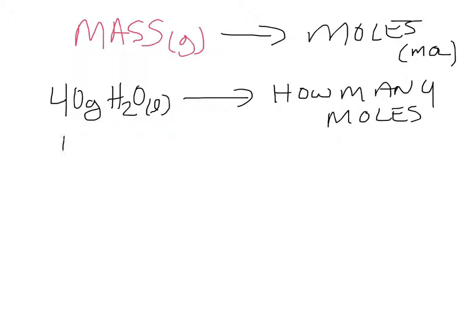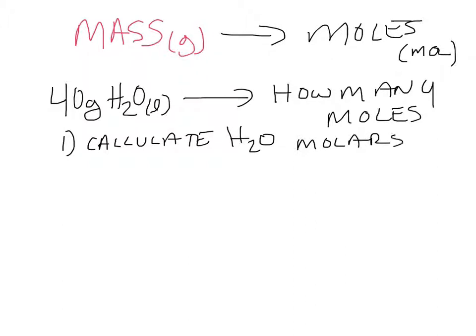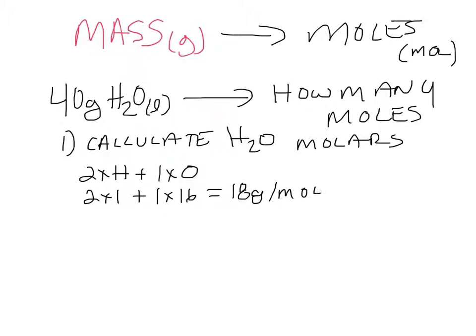We already know how to calculate this. So the first step would be to calculate the H2O molar mass, right? I'm going to make that H a little bit neater so that somebody doesn't think that's an A. So let's do that real quick. We know that the molar mass is going to be 2 times H, plus 1 times O. That's 2 times 1 plus 1 times 16, which gives me 18 grams per mole. All right, so that's good to go.